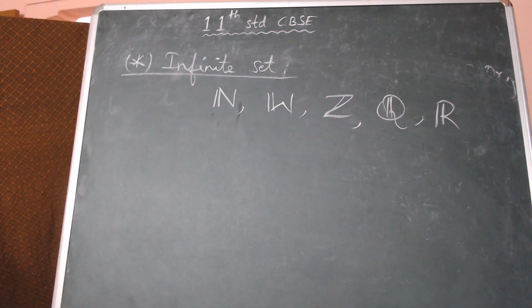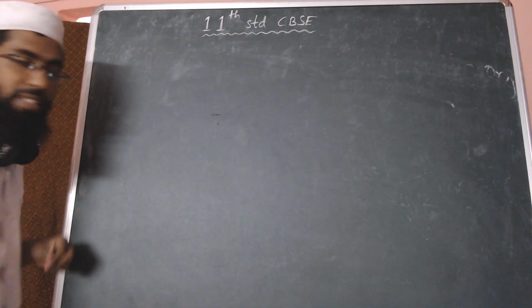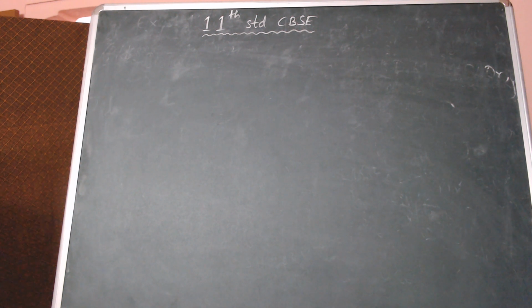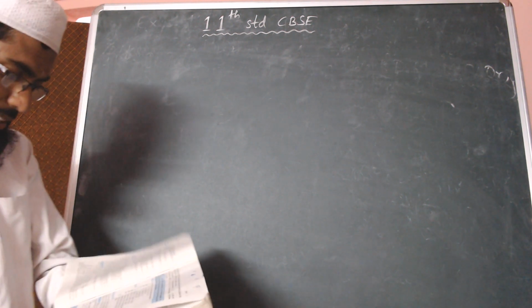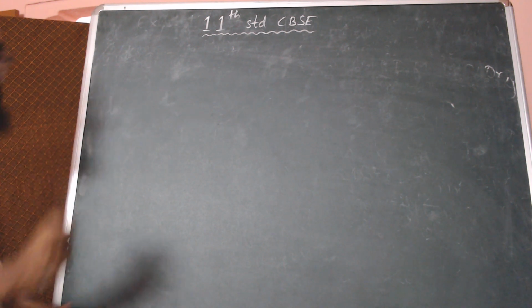Now we'll get into the next topic. So we have seen 4 things today: cardinality of a set, empty set, what is a finite set, and what is an infinite set. Now we'll get into the next topic. The next topic is nothing but equal sets. When can we tell 2 sets are equal?